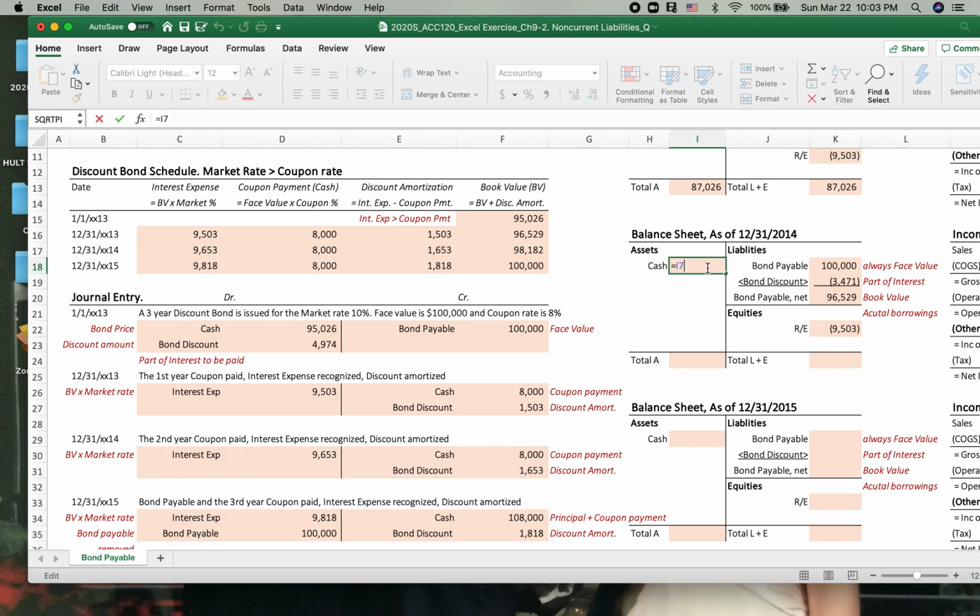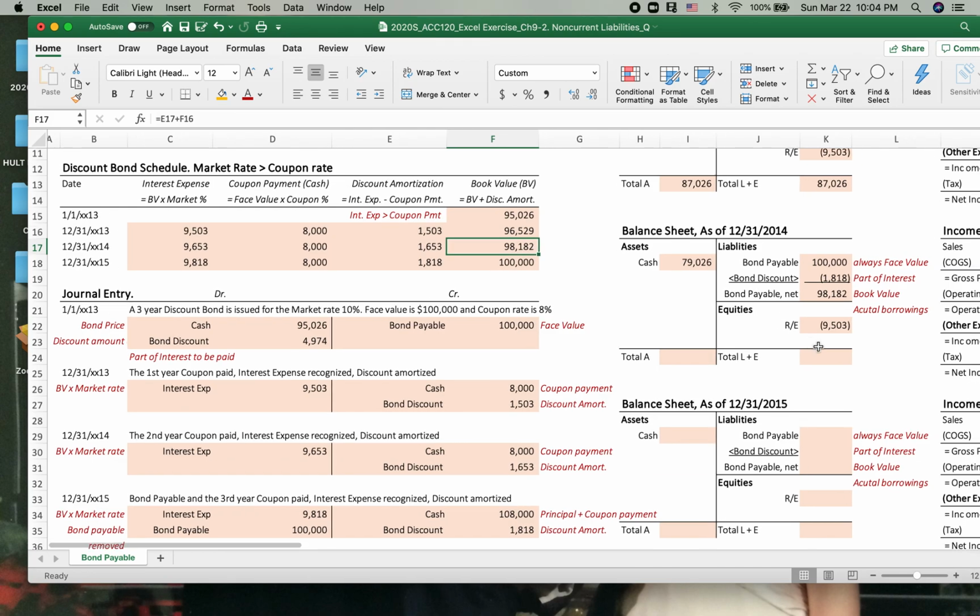Cash amount one more time, minus 8,000 on the credit side. And the bond discount, now we want to reduce one more time by putting plus because this is a negative account. In order to reduce the negative account, we have to put the plus sign. That's why bond discount is on the credit. So the bond discount now is 1818. So the bond payable net amount is 98,000, which is the same as the book value amount on the discounted bond schedule table.